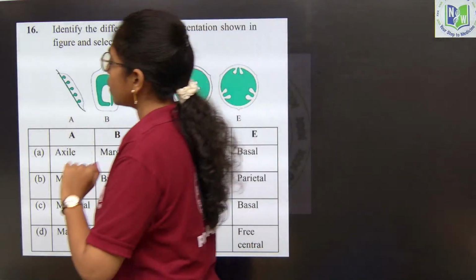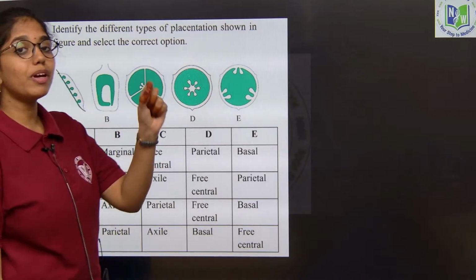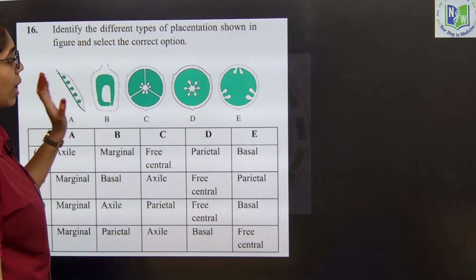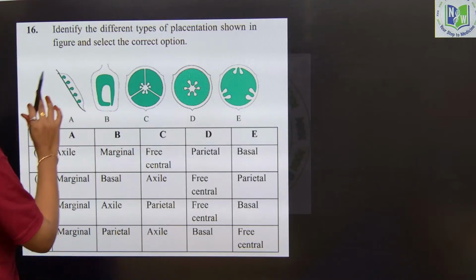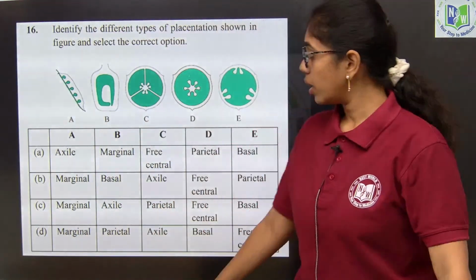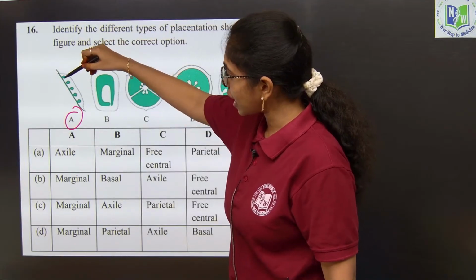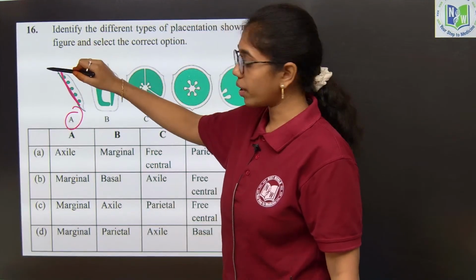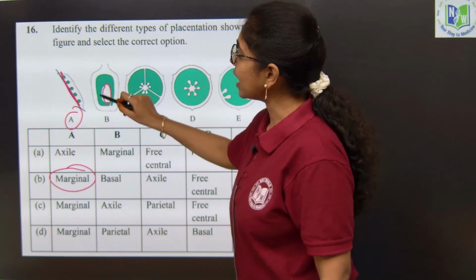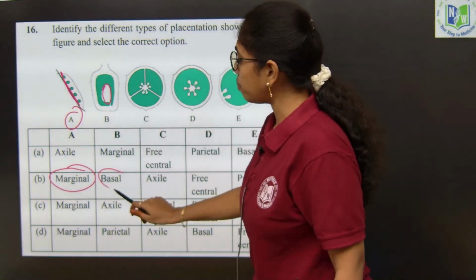So look at this question, this is about placentation. What is placentation? Arrangement of ovules inside the ovary is placentation. This question is about the types of placentation directly from the diagrams of the NCERT. The very first diagram, A, shows marginal placentation, where all the seeds are arranged in a ridge. So first is marginal placentation. Second, where a single ovule is arranged at the base of the ovary, is basal placentation.